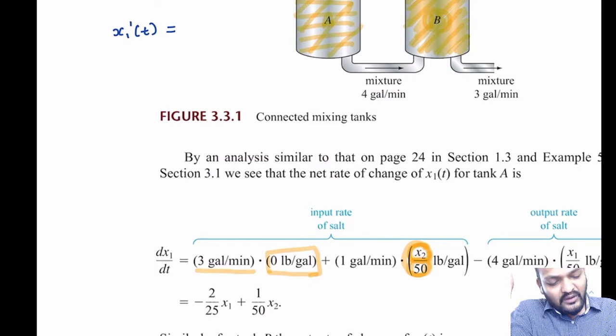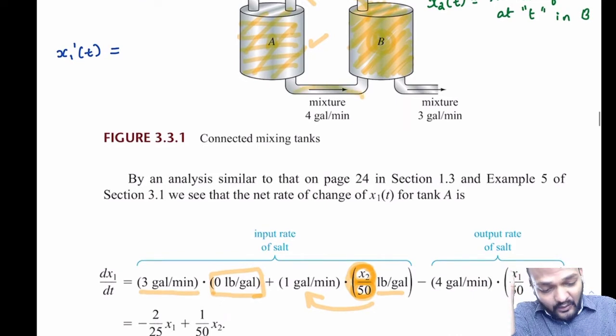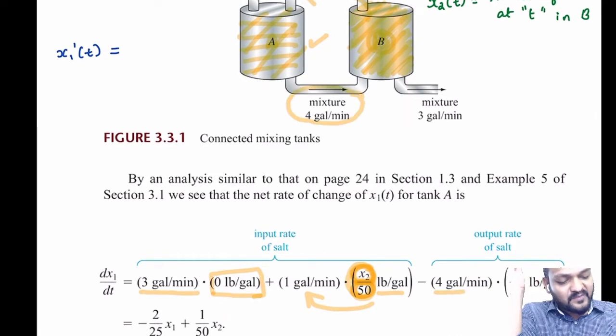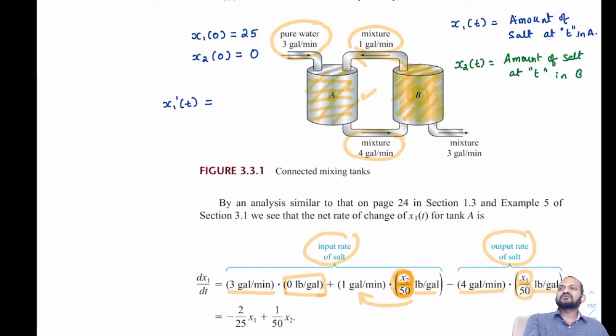So it's going to be x2, the amount of salt, divided by the amount of gallons, which is 50. That is the amount of pounds per gallon, and that is being added 1 gallon per minute to tank A. By the same token, it is also losing out 4 gallons per minute of whatever is the x1, the amount of salt, divided by 50 gallons, because that's the total capacity. Pounds per gallon. So here is my input rate, and here is my output rate. So let me simplify this. That's how we are modeling this, right? You see how we are modeling, right?